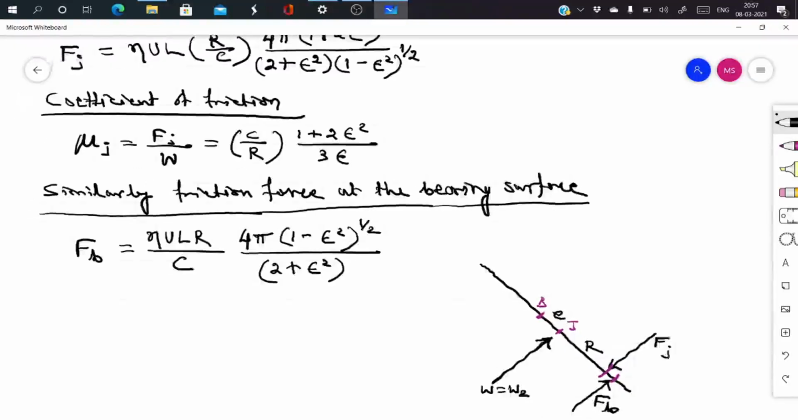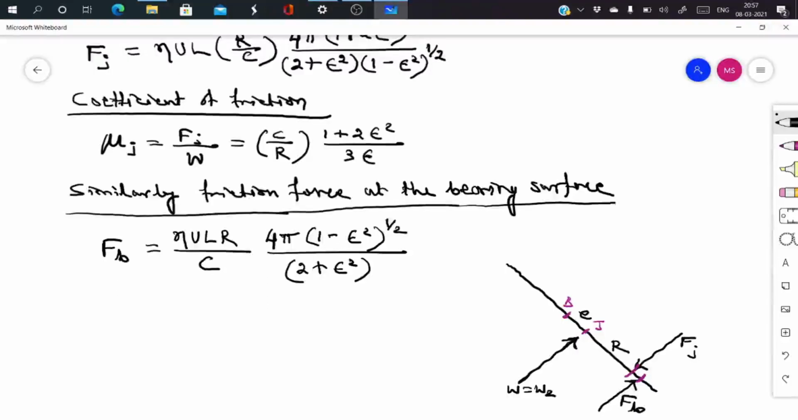Now in a very crude way, if you write R into Fj equal to R into Fb plus W into e. Okay. So I am taking this gap to be very small. So that's why, as compared to R, this eccentricity is very small, or the gap is very small. This gap available here is very small. So that's why I am neglecting that R here.